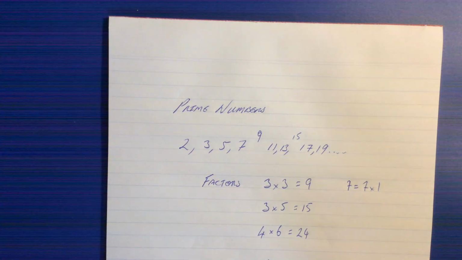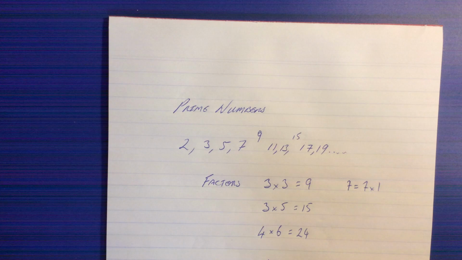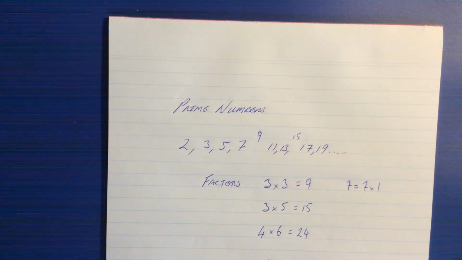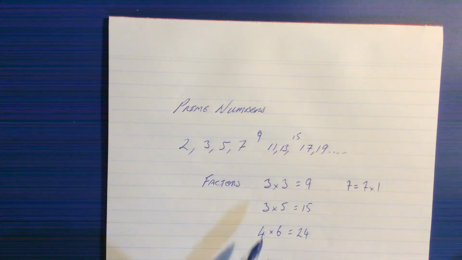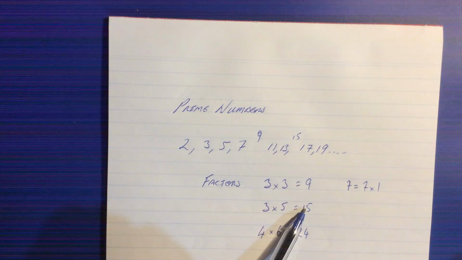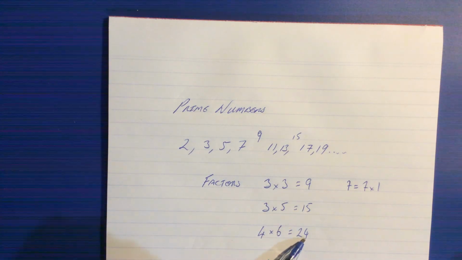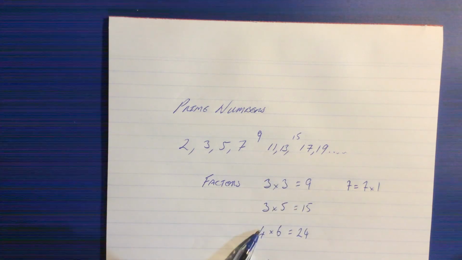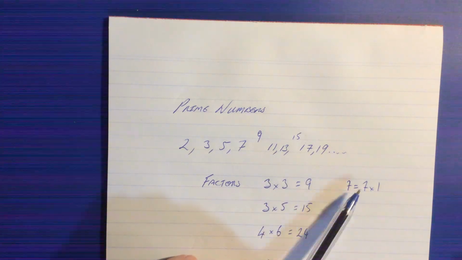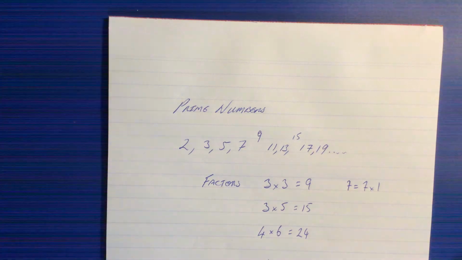Division doesn't count, so 21 divided by 3 equaling 7 does not count. This is about multiplication. Anyway, 3 threes are 9, 3 fives are 15, and 4 sixes are 24. None of these is prime. This one is, for that reason there.